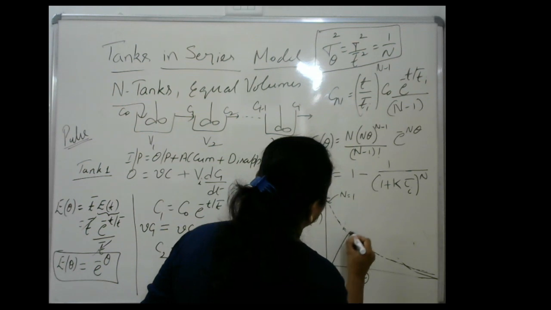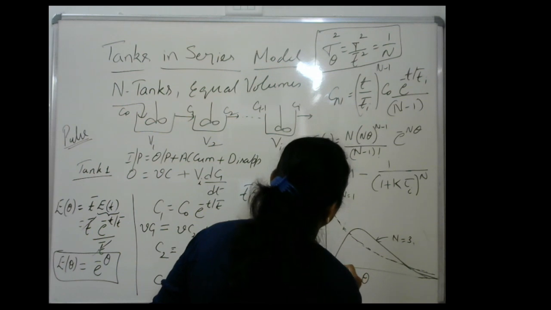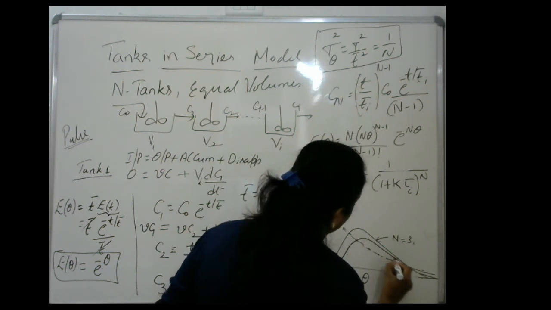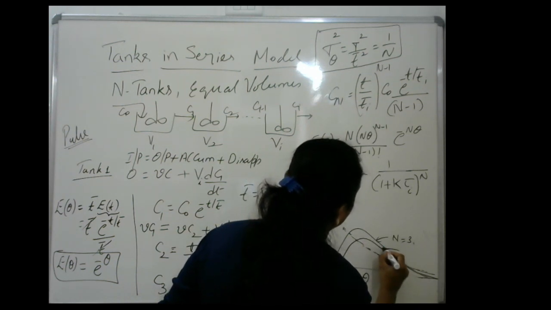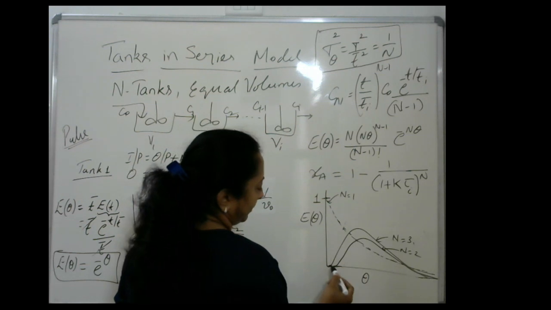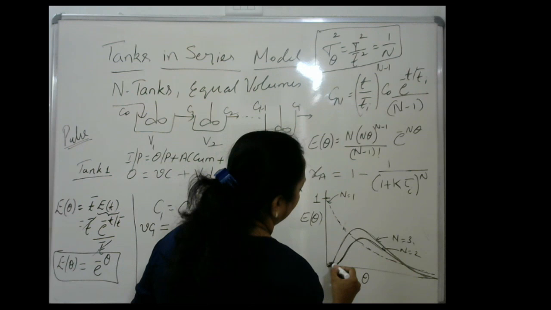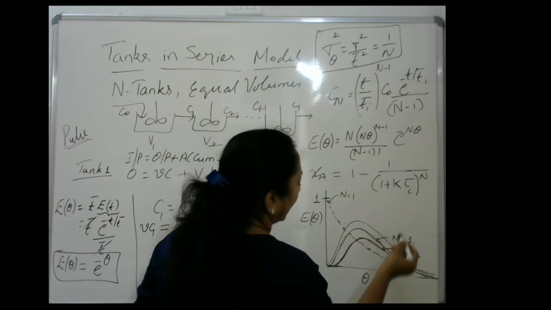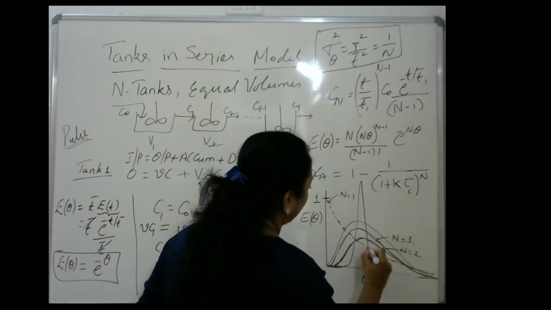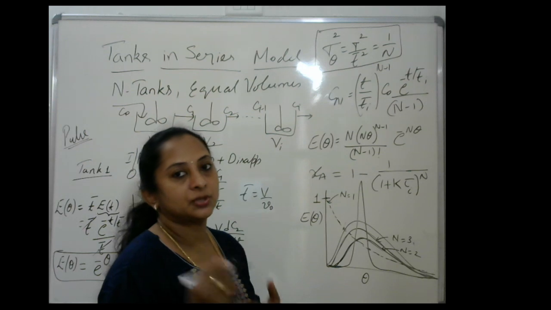So this is for, suppose this is for n is equal to 3, and this is for n is equal to 2, it's smaller slope, n is equal to 3, bigger slope, n is equal to 4, little above that. So like that, if you go on increasing, at some point it approaches plug flow. That is what we have proved. Now n tanks in series approach plug flow.